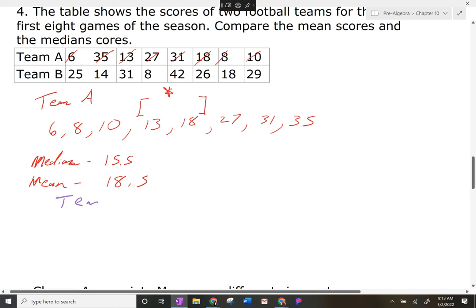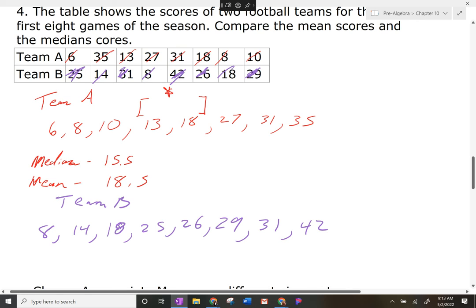So we got Team B. We're going to put them in order from smallest to greatest. Team B, they start off with 8. And then 14. And then 18. And then 25. 26. 29. 31. And then 42. I've got everything covered. I'm happy.